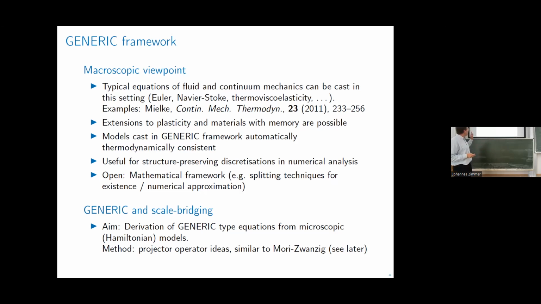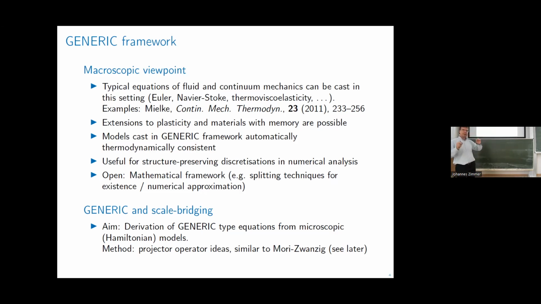Something we don't understand yet very well is, could one use the generic structure to introduce splitting methods for analysis or discretization for numerical schemes? There are some works on the way. There's something that is published, but it's still very much in its infancy. But what we would like to do is derive the generic form of one system from the microscopic Hamiltonian system. And that is the other justification for generic. One could say, well, why do we need generic? We can check for thermodynamic consistency in different ways.